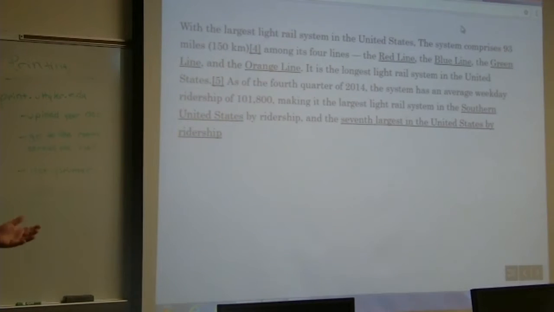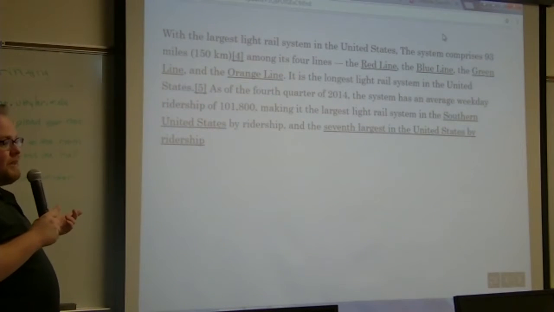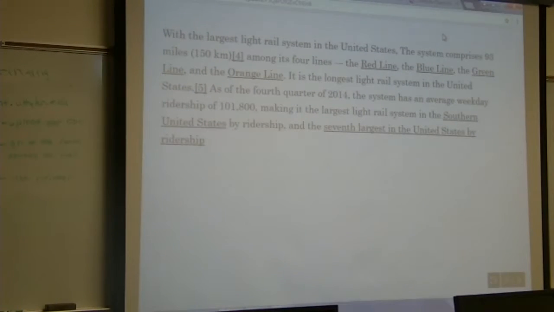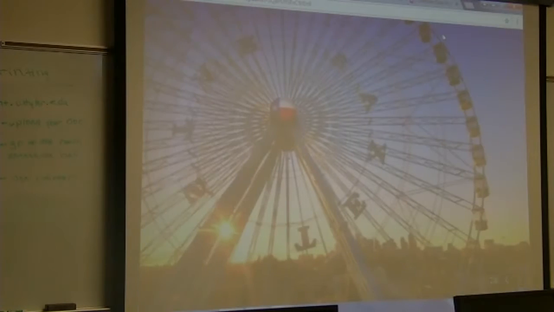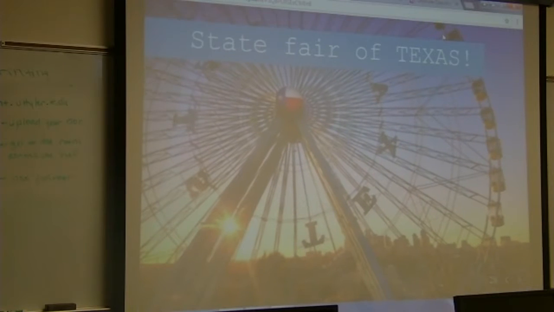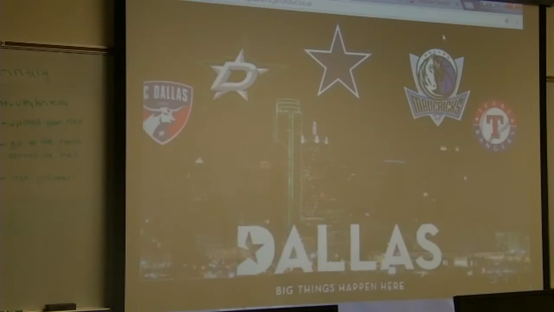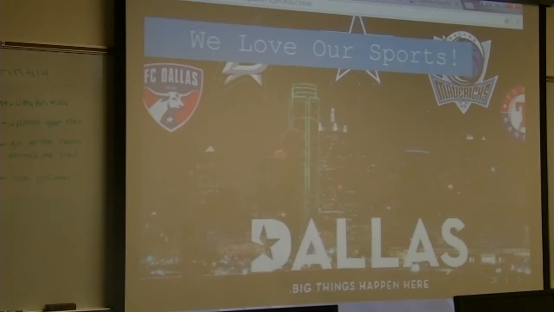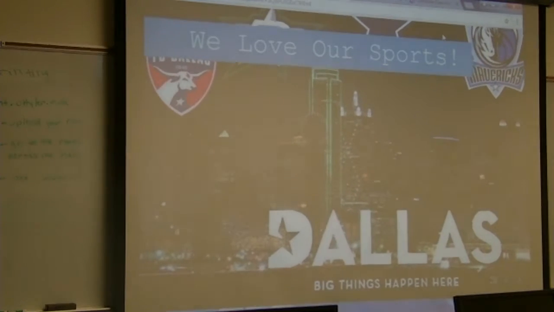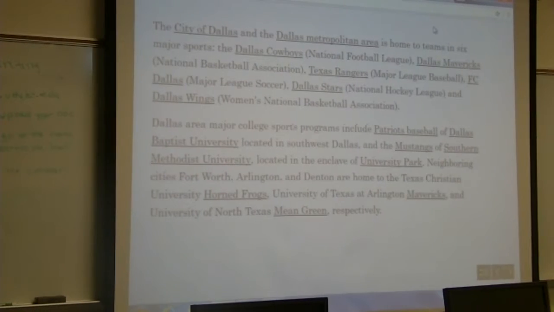And it talks about, I like this little fact that most people don't know, that Dallas has the largest light rail system in the US, which is really cool. So it encompasses 93 miles of track, which is pretty awesome. State Fair is coming up. Ooh, I'm so excited. So State Fair of Texas. It talks a little bit about the State Fair. We love our sports. Again, I just created this one really easy. And then it talks about all the sports that are here in Dallas.